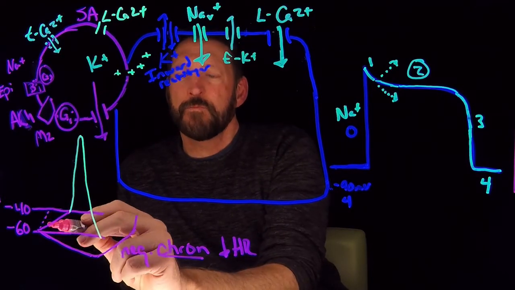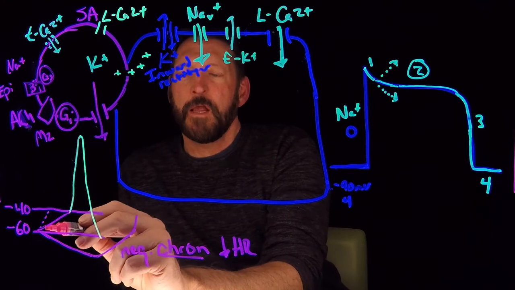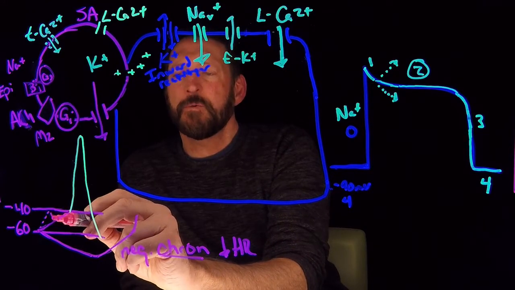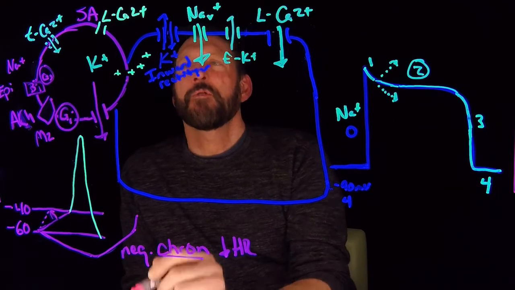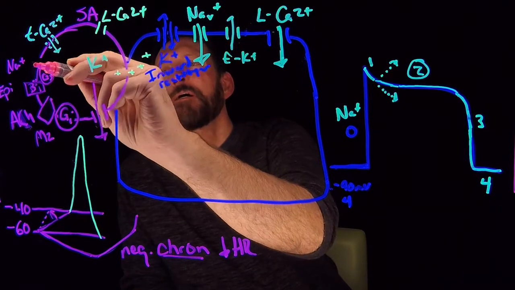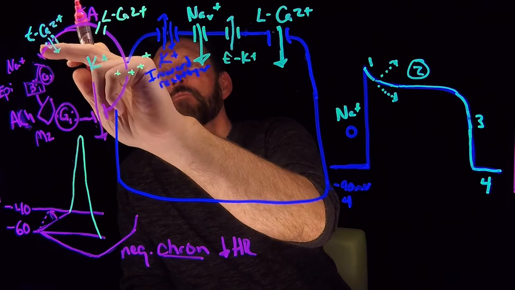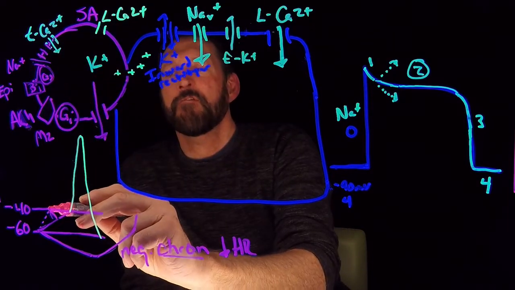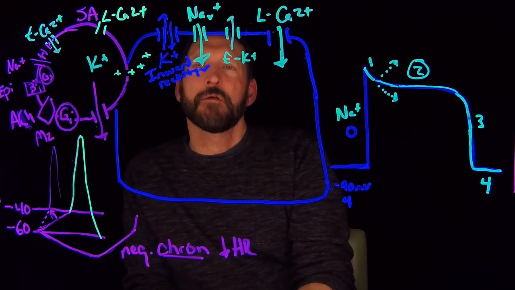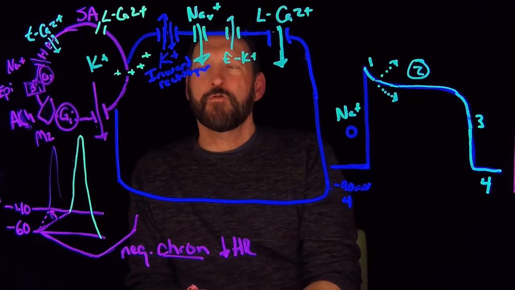So I want to take this angle right here, and I want to shift it this way. So how might we do that? Well, one of the ways we can do that is we can open more IF channels. Because the more IF channels that we open up, the faster sodium can come in and the faster we can get our heart to beat. So that's called a positive chronotropic effect.